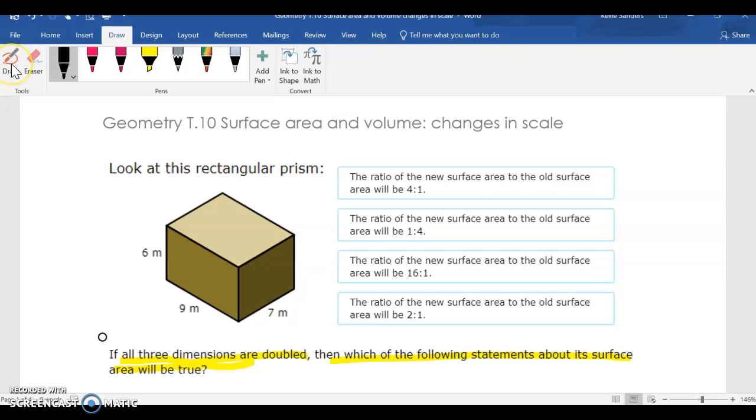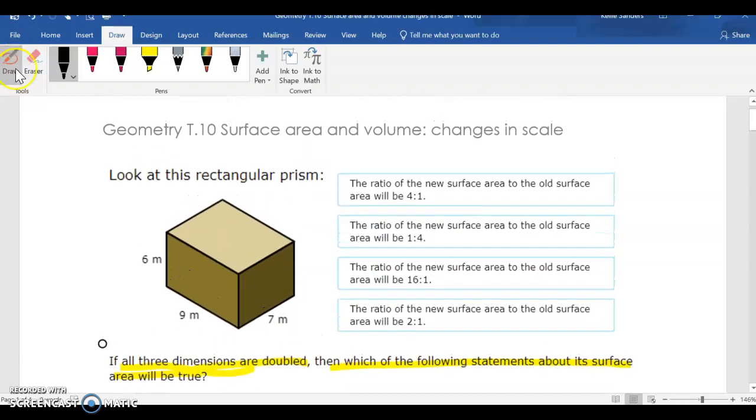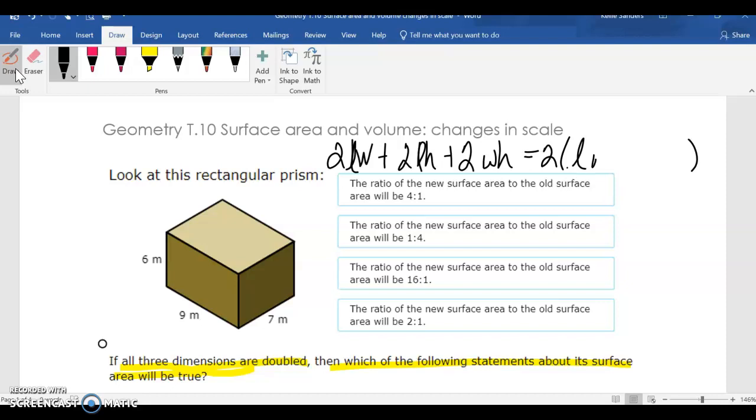The formula is 2 times length times width plus 2 times length times height plus 2 times width times height. Okay, that would be the surface area. You could also take out the 2 and do length times width plus length times height plus width times height, times 2. That's another formula for it.